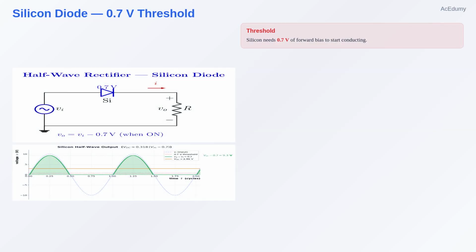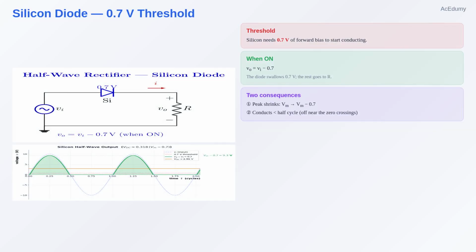Now let us swap the ideal diode for a real silicon diode. Same circuit, same AC source, same resistor, only the diode model changes. Silicon does not turn on at 0 volts. It needs 0.7 volts of forward bias to start conducting. So during the positive half cycle, the diode does not conduct immediately when Vi goes positive. It waits until Vi reaches 0.7 volts. Only then does it turn on. And once it is on, it drops 0.7 volts across itself. So the output is Vi minus 0.7.